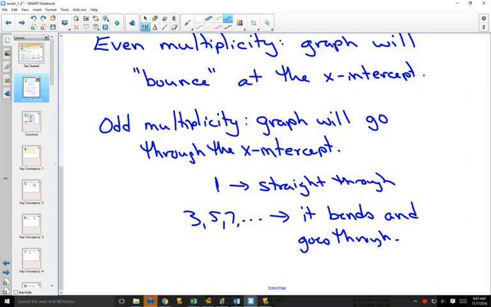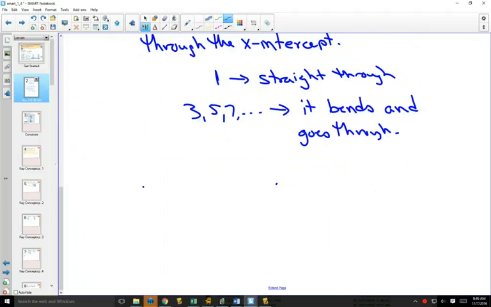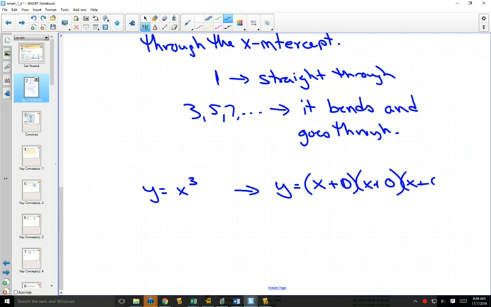And you've seen this before, because one of your parent functions has a multiplicity of 3. You just never thought of it that way. Y equals x cubed. Technically, you could write that as x plus 0 times x plus 0 times x plus 0, or x plus 0 all cubed. We never write it that way, but that's basically what it is, and it has 3 factors that all have 0 as an x-intercept.